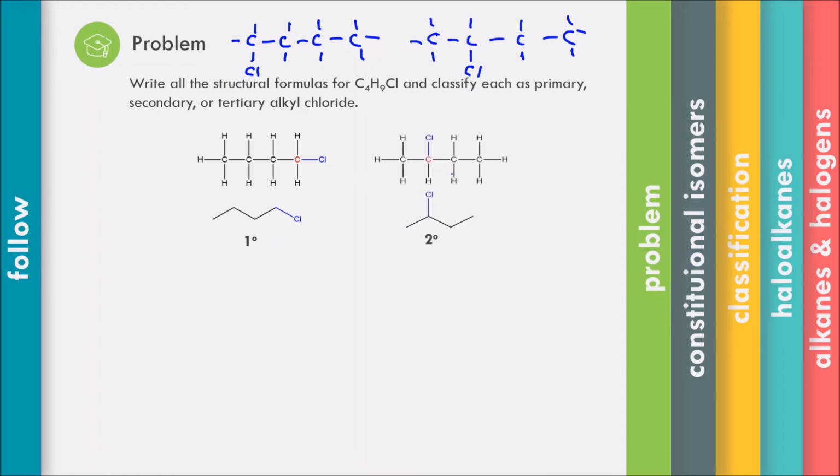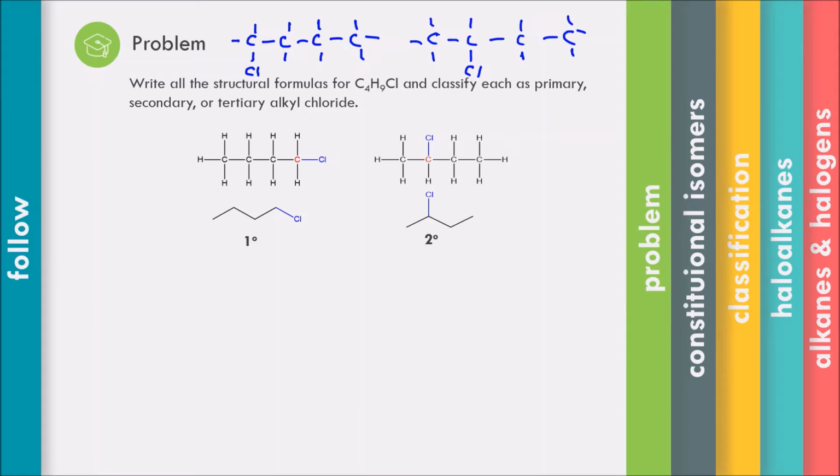The second one is very similar to the first one. The only difference is we put chlorine in a secondary position. That's why it's 2-chlorobutane, and this carbon which bears chlorine is attached to two other carbons. This is why this is the secondary alkyl halide, or secondary alkyl chloride.